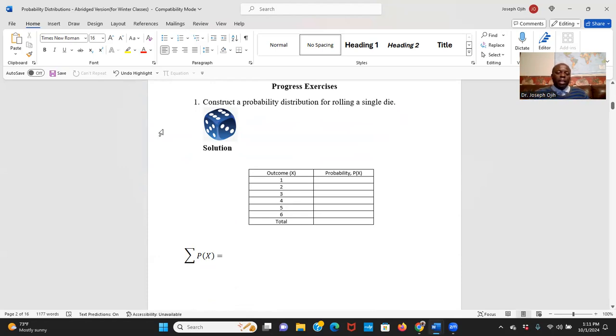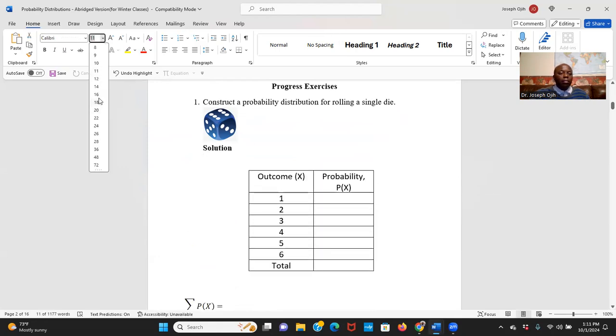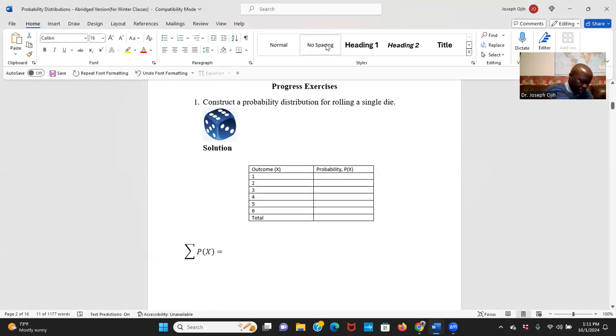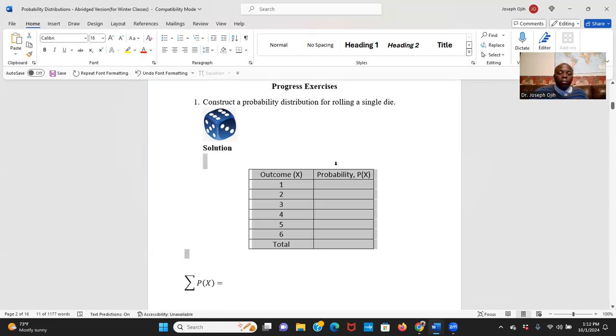So that means we have to make a table that looks like this one. You make a table like that, and then you can see the outcomes for a dice: 1 showing up, 2 showing up, 3, 4, 5, 6. So these are the outcomes.